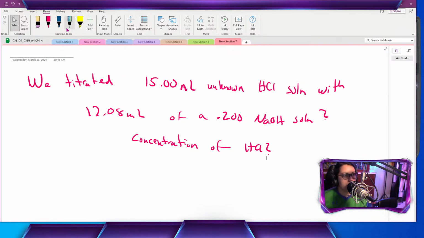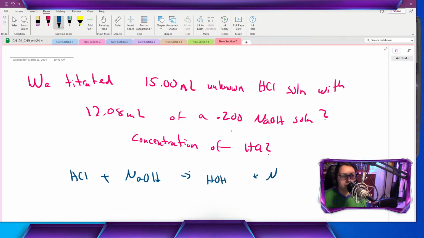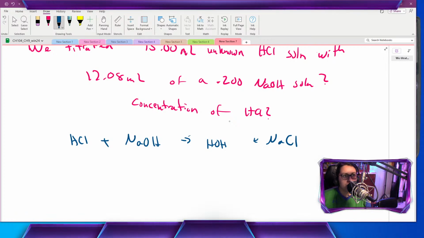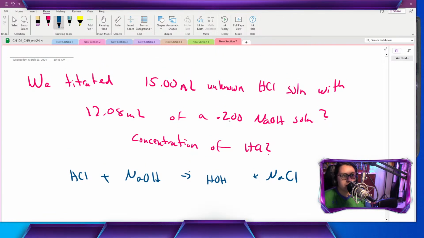All right, let's go over this and see how we did or how it's going. Maybe let's start off with writing out our problem just so we can visualize and have our balanced equation. So monoprotic acid, so 1-to-1 mole ratio, and we make water and sodium chloride. And so if they're in a 1-to-1 mole ratio, now we have to figure out how many moles of sodium hydroxide we had.